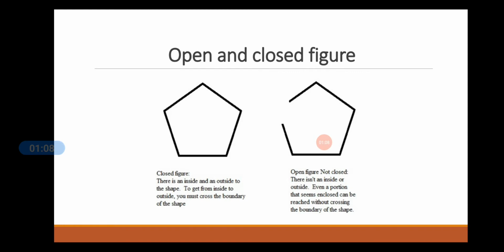Now look at this figure. In this figure, you will see that there are only 5 lines, but there is an opening over here. Now this opening means that this figure is not joining. All the sides of the figure are not joining together. So we call this as an open figure.